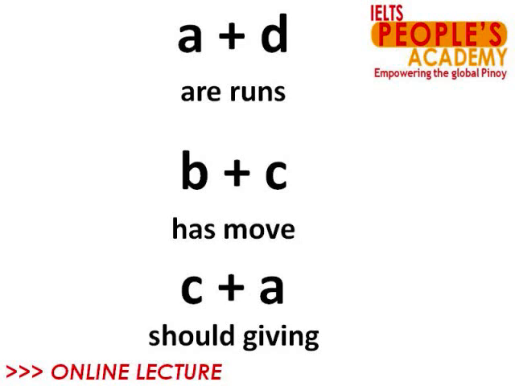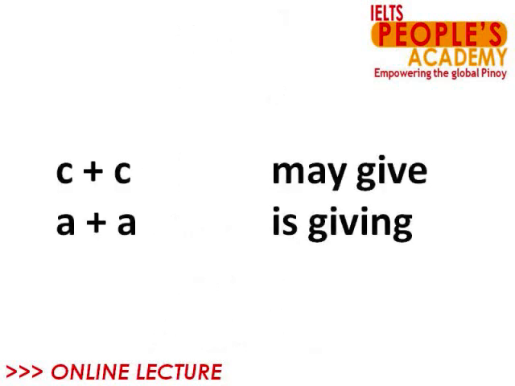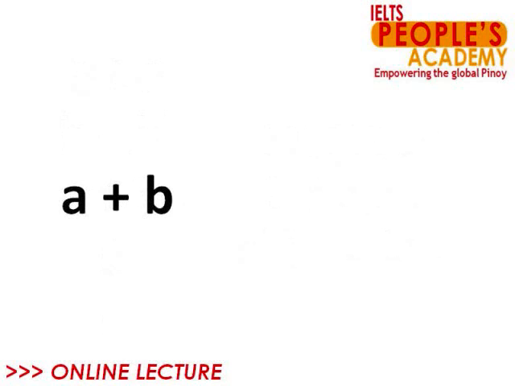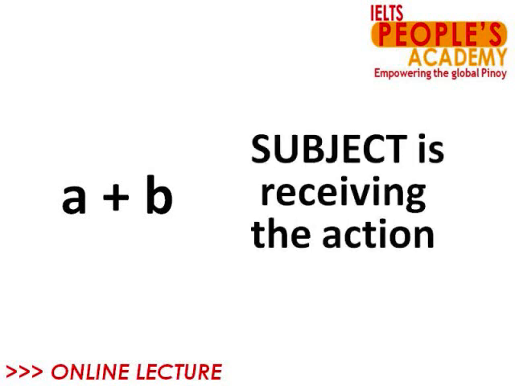And another example, C plus A, doesn't make sense to say should giving. Instead, you can use C plus C for may give, and A plus A, as in is giving. So always keep in mind that whenever you write your sentences, always follow these 5 formula mentioned. Now, in addition to the 5 formula, let me add another formula, which is the A plus B. Now, if earlier, the 5 formula pertains to subject performing the action, now A plus B supposes that the subject is the one receiving the action.